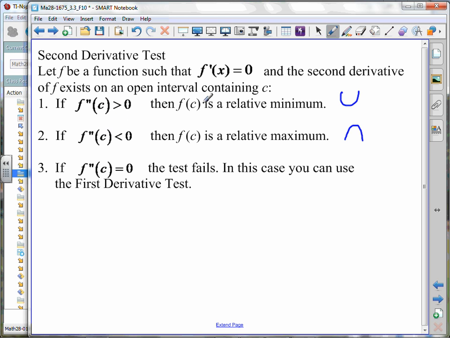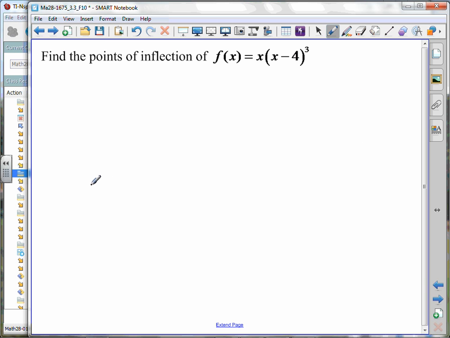The inflection point is somewhere between where it's concave up and where it's concave down. So somewhere in there would be our critical number of a function. So let's look at finding the points of inflection. The points of inflection come from what? First derivative or second derivative?